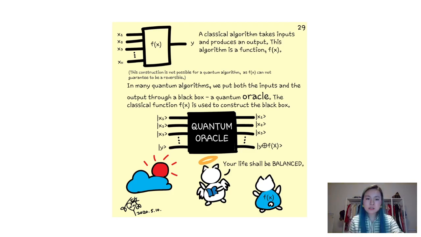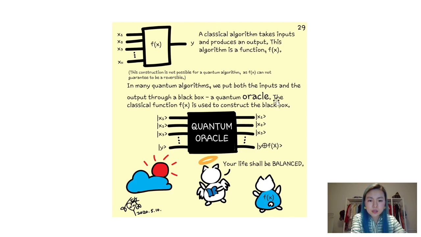A classical algorithm looks like this, where it takes some input x and then you apply a function to the input and you get an output y. A quantum algorithm cannot use this kind of setup because there is no guarantee that this function f of x is reversible. We introduced reversibility when we were talking about gates. When you're applying an operation onto your qubits, you need to make sure that they can reverse back. So this setup wouldn't be useful for quantum.